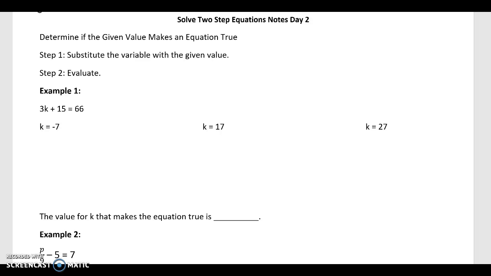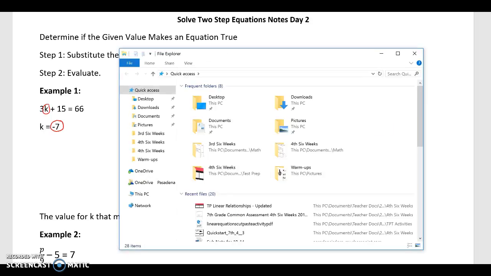So basically this is what we did the other day when we were plugging in our answer to check and make sure it was correct. So we're going to take each of these k values, we have -7, 17, and 27, and plug it in for k and see which k value makes the statement true. So here we go. We'll start with -7.